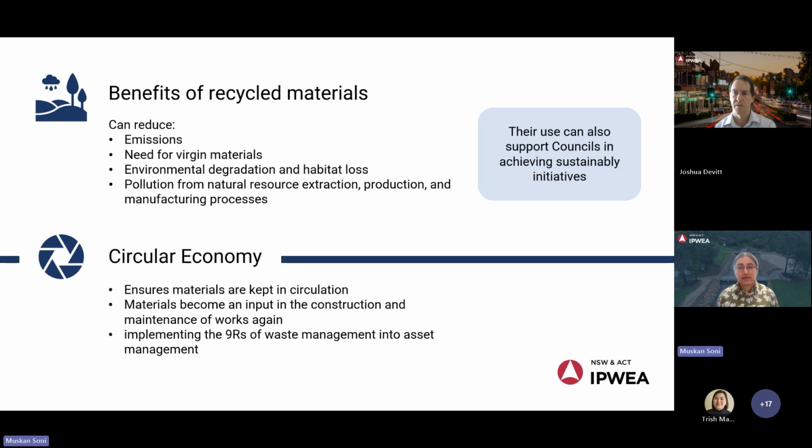Just to add on to what you said, it's about rethinking and improving the use of recycled materials so that they stay in circulation for as long as possible. And then also looking at how exactly councils can implement the circular economy. So it's not just saying this is the circular economy and you should go and apply it, but aligning it with the IPWEA Practice Note 13 to offer more prompts and question-based scenarios to help in actually implementing the 9Rs of waste management with asset management. Yeah, great. Thank you.